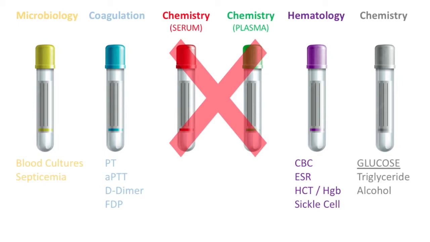Gray is pretty easy. Think of gray goes with glucose. Triglycerides is one of the things that comes up, and GLYC means glucose. So you can test for triglycerides and glucose in the gray tube. But there's also this other one, alcohol. You can test blood levels of alcohol with the gray tube. Now you have these 4 tubes memorized. Why are we only memorizing these 4 tubes?